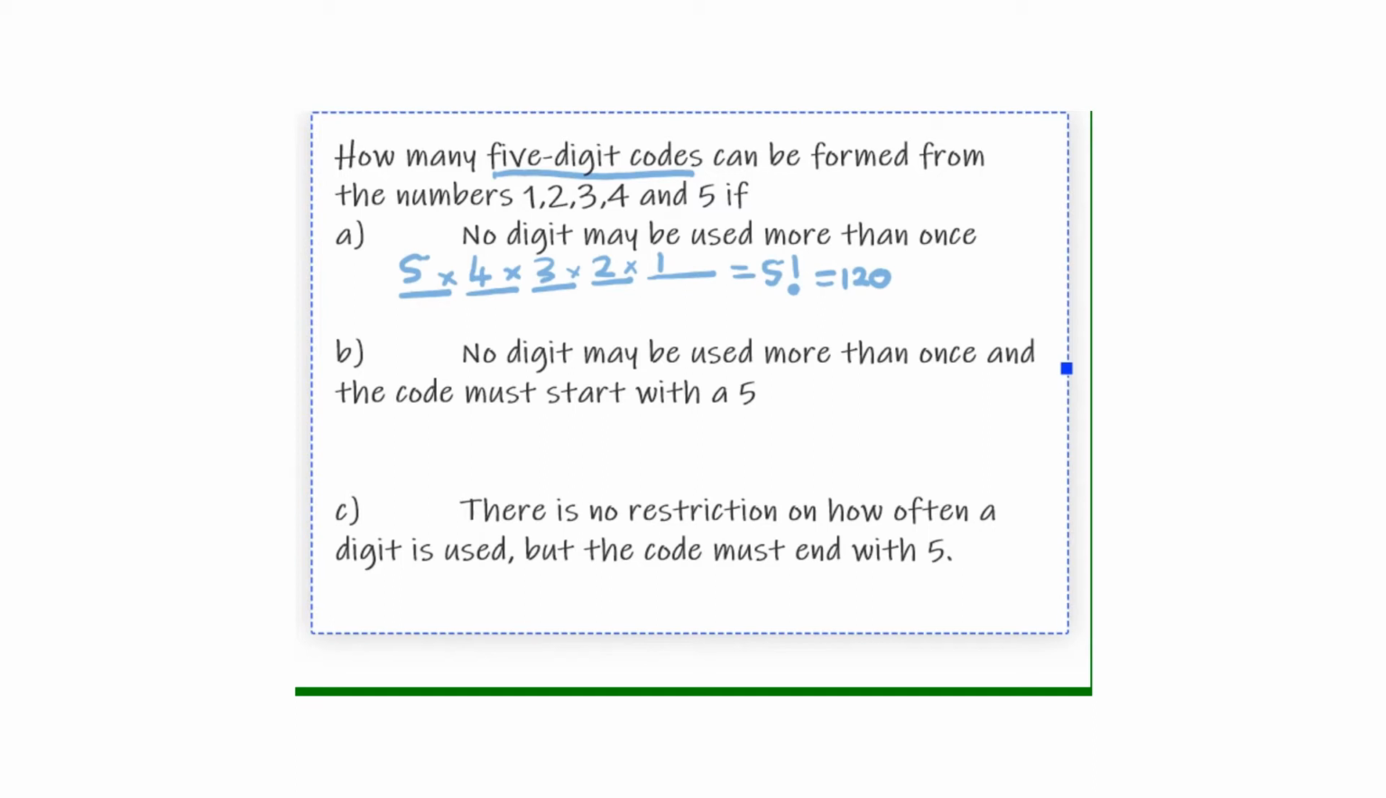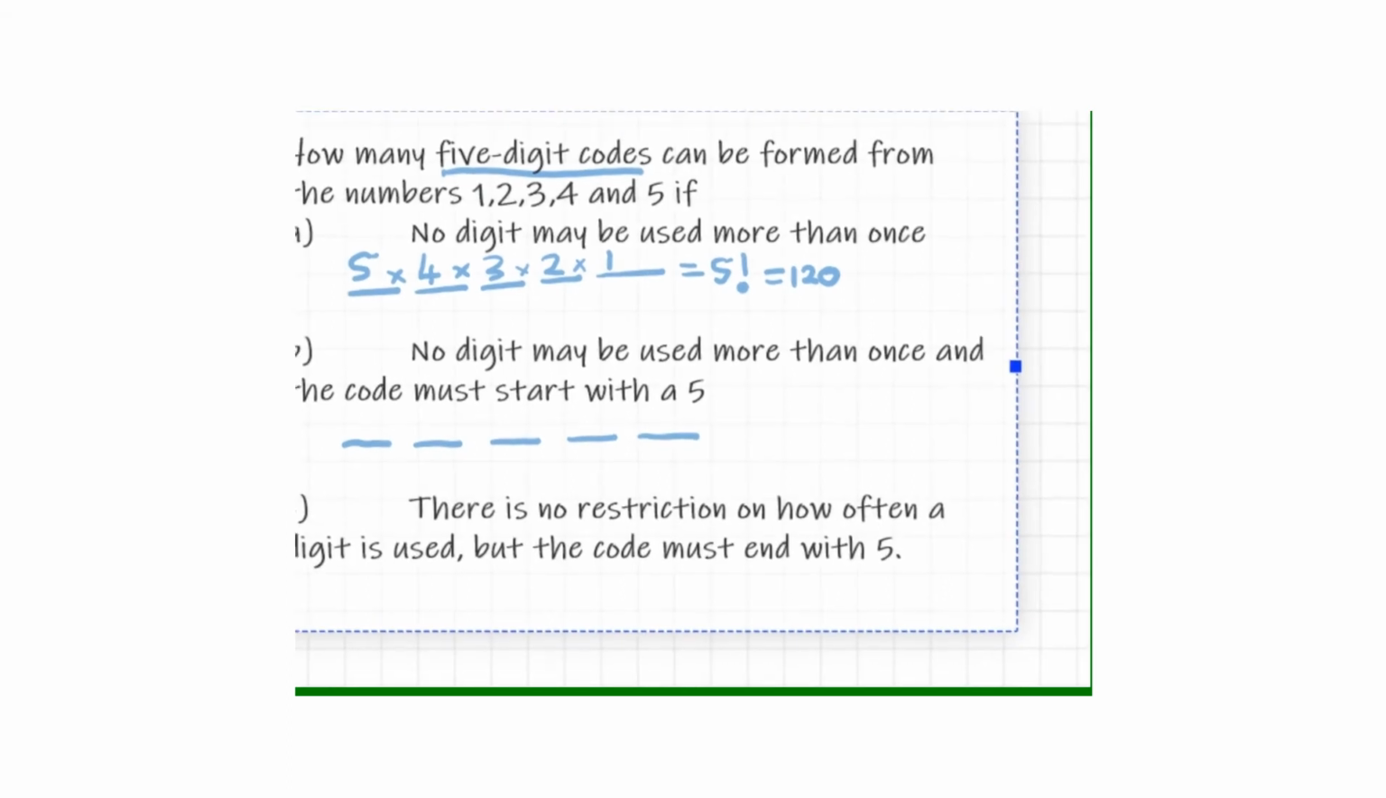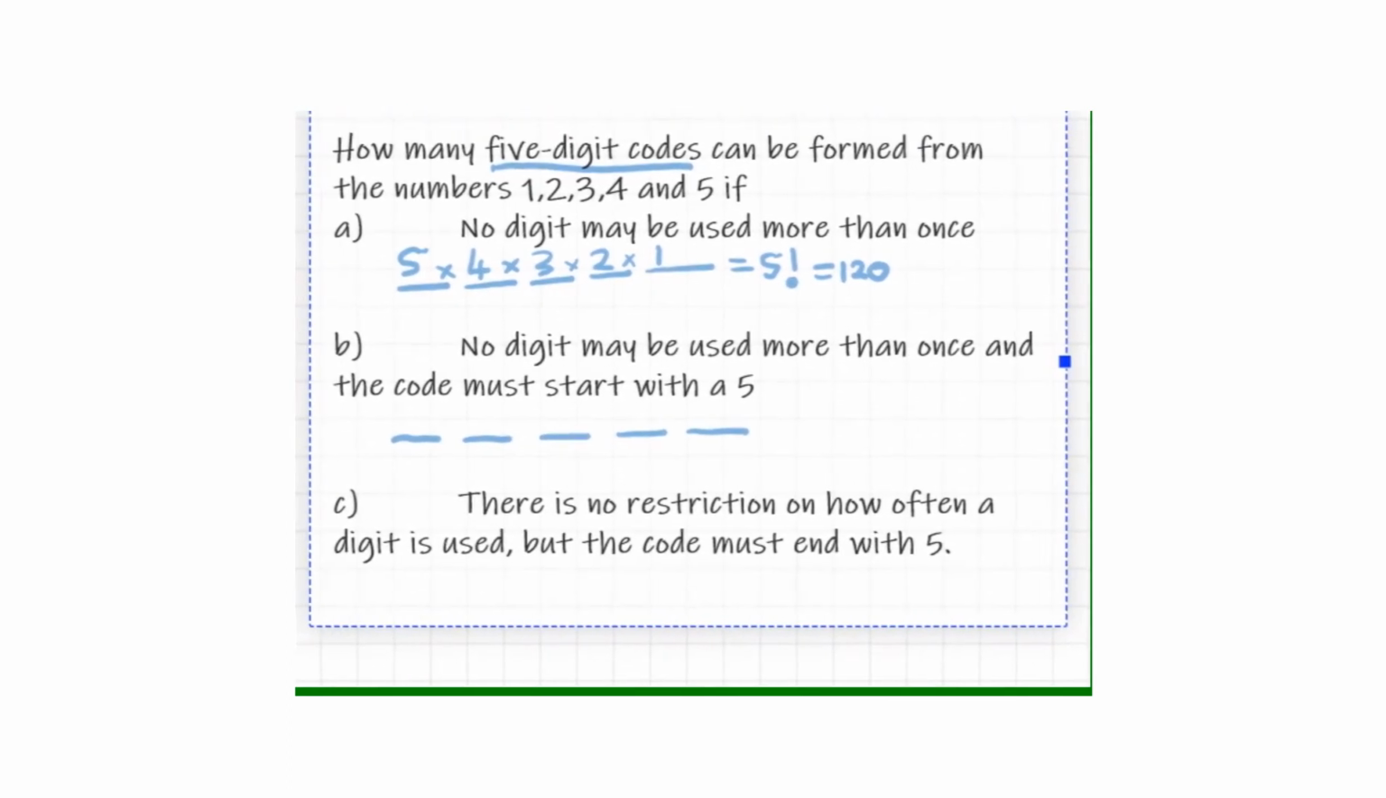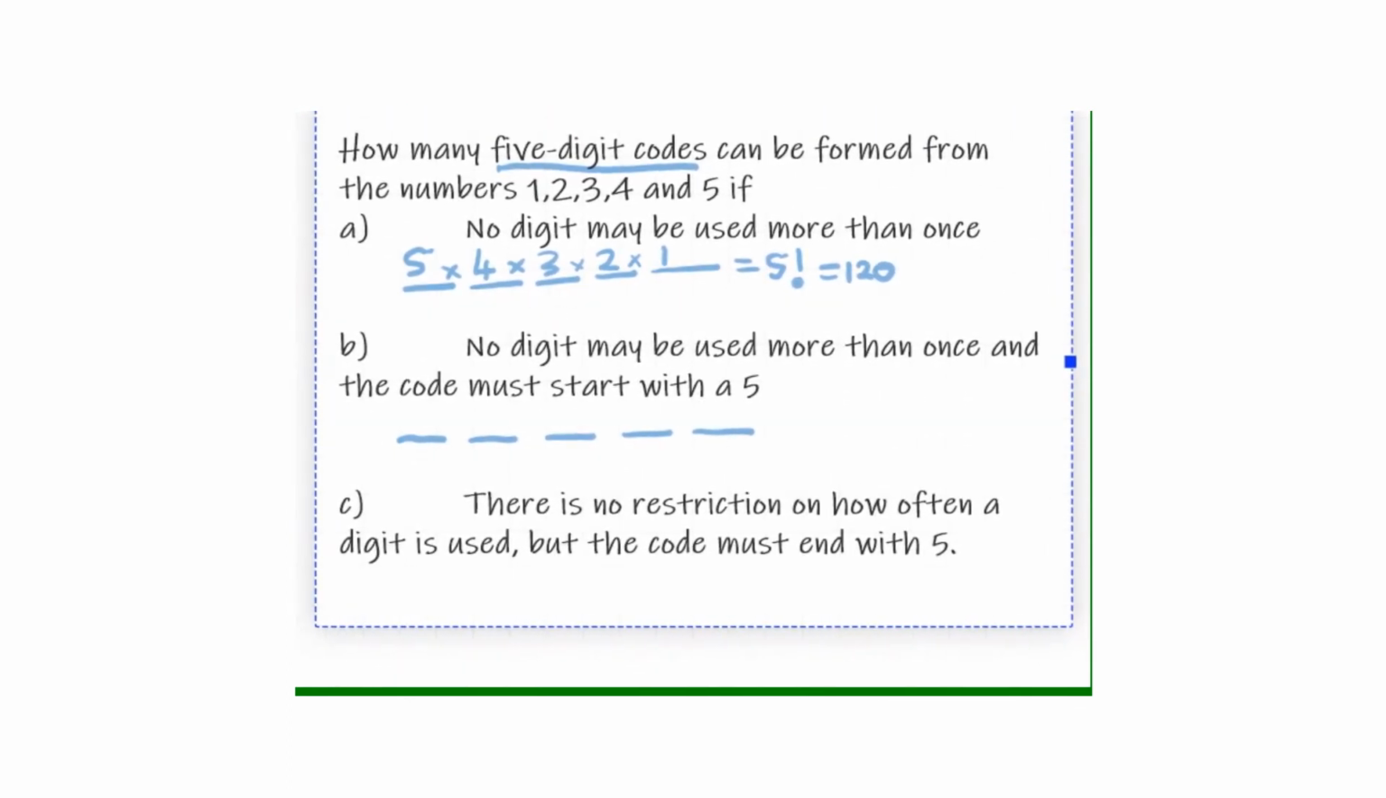Now on B, the question is saying no digit may be used more than once and the code must start with a 5. So again repetition is not allowed. Therefore we create our positions, position number 1, number 2, number 3, number 4, number 5. No digit may be used more than once, and the code must start with a 5.